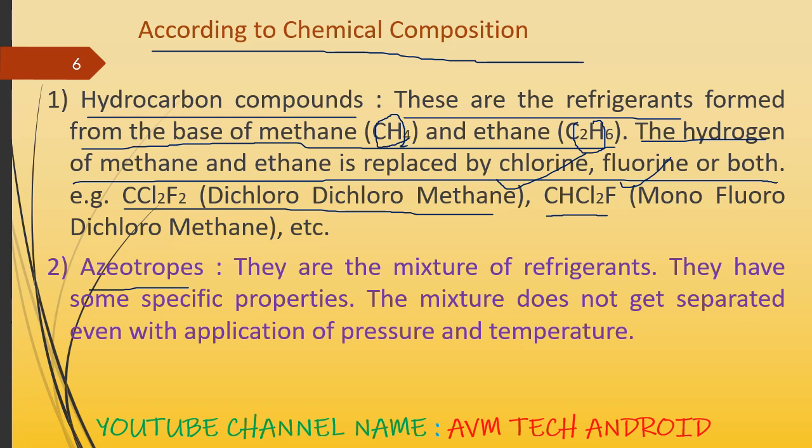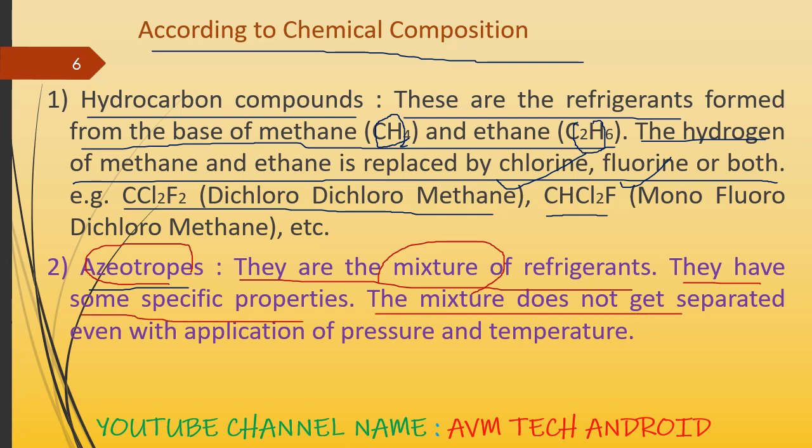Now the second is azeotrope. What happens in an azeotrope is that it is a mixture of refrigerants. Importantly, it is a mixture of refrigerants and it has some specific properties. The mixture does not get separated even with the application of pressure and temperature. Once the mixture is prepared and acts as a working substance, even if there is a change in pressure and temperature, separation is not possible.